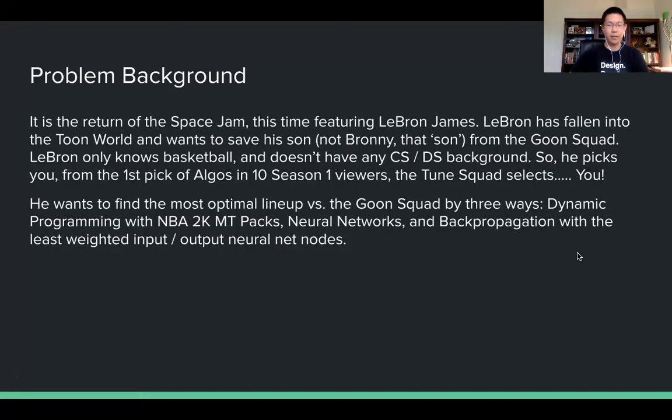So here's the problem background, Feet Space Jam. It's the return of the Space Jam, this time featuring LeBron James. LeBron has fallen into the Toon world and wants to save his son, Bronny. That son from the Goon Squad.